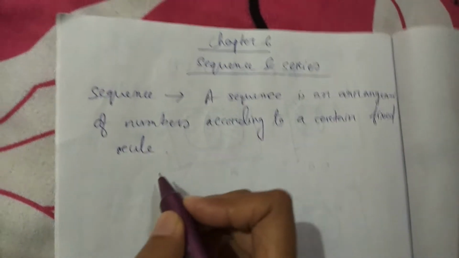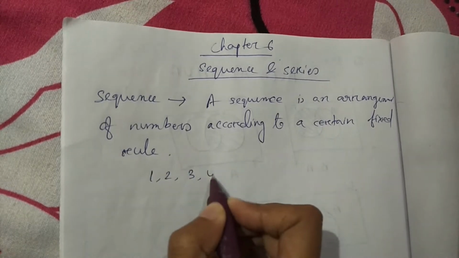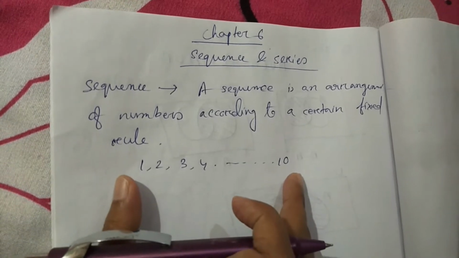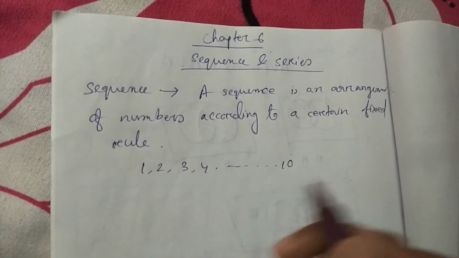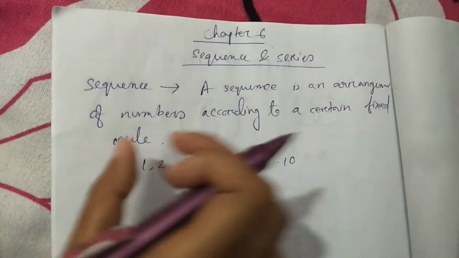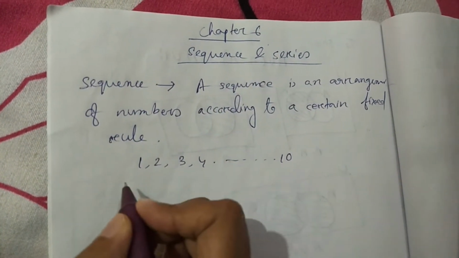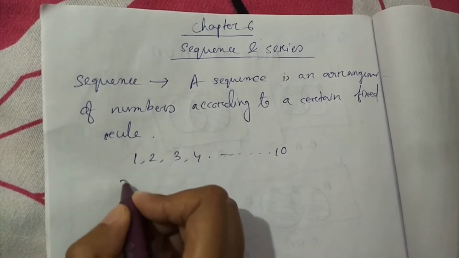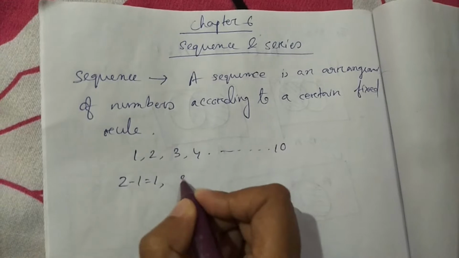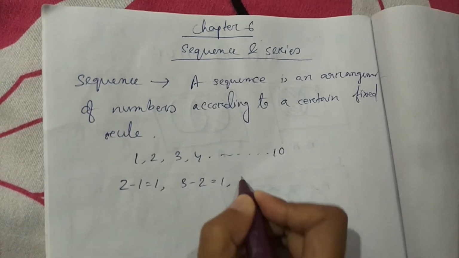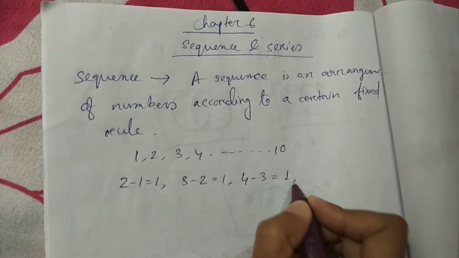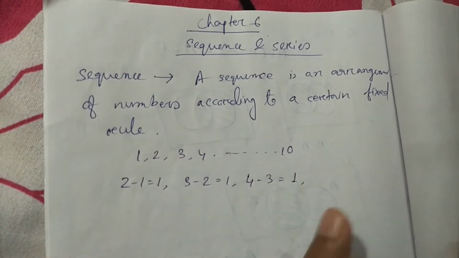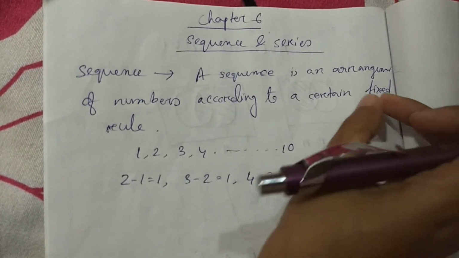Okay, so suppose I write 1 2 3 4 up to 10. This is a sequence of numbers. So what is the certain fixed rule maintained here? It is that the difference between any two consecutive numbers is the same. Suppose 2 minus 1 is 1, 3 minus 2 is 1, 4 minus 3 equals 1, like this. So this is the fixed rule maintained here.